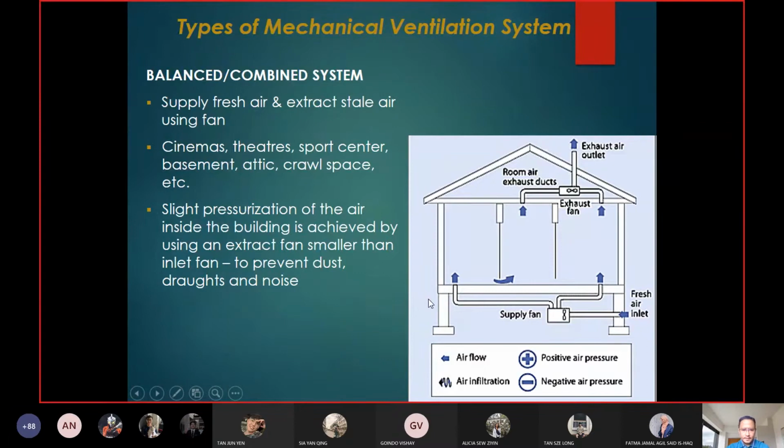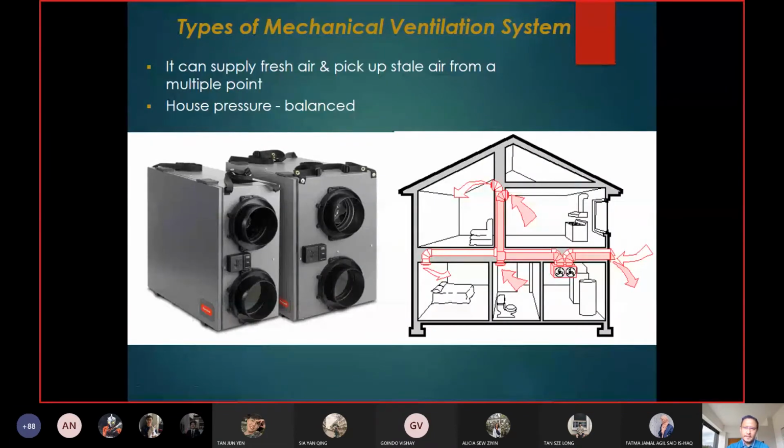Okay. But for a house, maybe it's not common in Malaysia to use this system. Normally it's overseas. But in Malaysia, we don't really use this kind of system. Usually we use either one. The most common system in a house in Malaysia is the exhaust system, right?